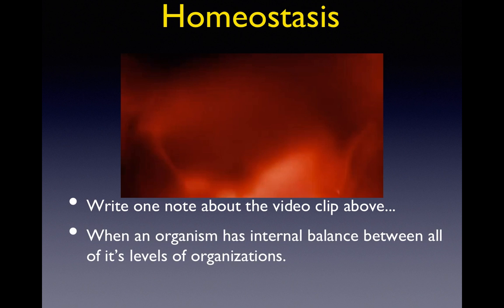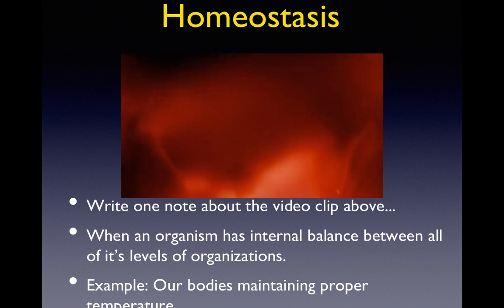So basically homeostasis is when we have a balance between all levels of organization. So we're not out of balance. We're at an equilibrium. Our body's healthy. We're ready to go. So when an organism has an internal balance between all levels of organization, that's what we call homeostasis. So our body's maintaining a proper body temperature. That word down here says temperature. If you can't read it, it does say temperature, but it's maintaining a normal, proper body temperature. That is us at homeostasis.